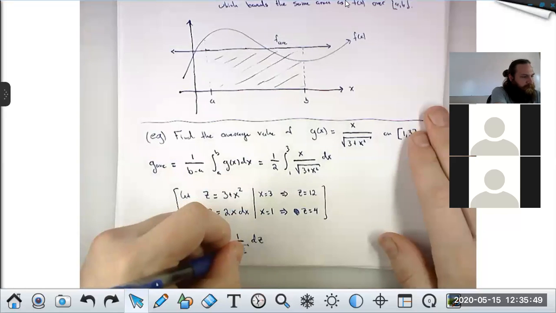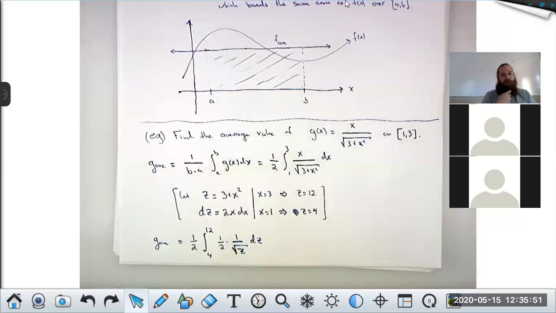Sorry, this check should, I guess, go down a little further. Yeah, like that. Any questions about how we arrive at this integral?